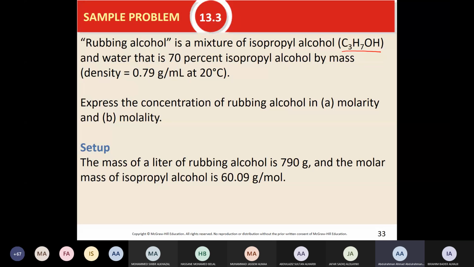Rubbing alcohol, a mixture of C3H7OH and water, is 70% isopropyl alcohol by mass. So what's given to you here? Mass percent equals 70%. Okay, can you change this mass percent into molarity and molality?